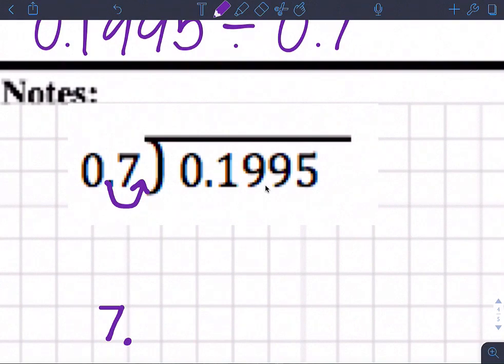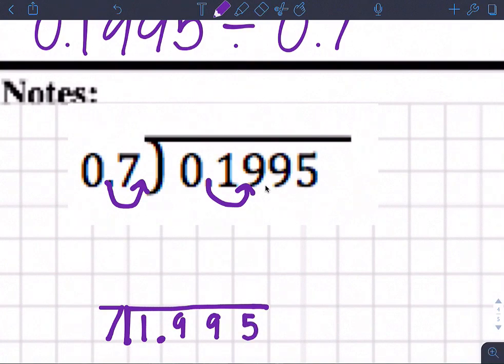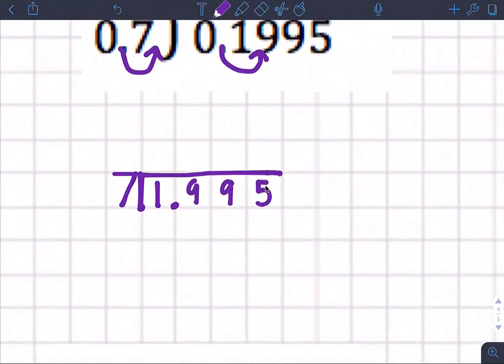And then, whatever we do to the outside, we need to do to the inside. So the 1,995 ten-thousandths becomes 1 and 995 thousandths. So we're going to set it up just like that. Now we can divide just like we normally will. We can ignore the decimals, but the decimal is going to go straight above wherever we put it in the problem. So after we moved it, it goes just straight up.